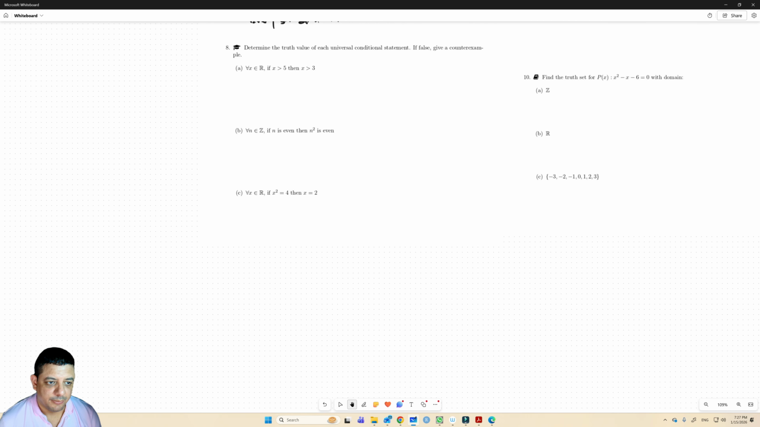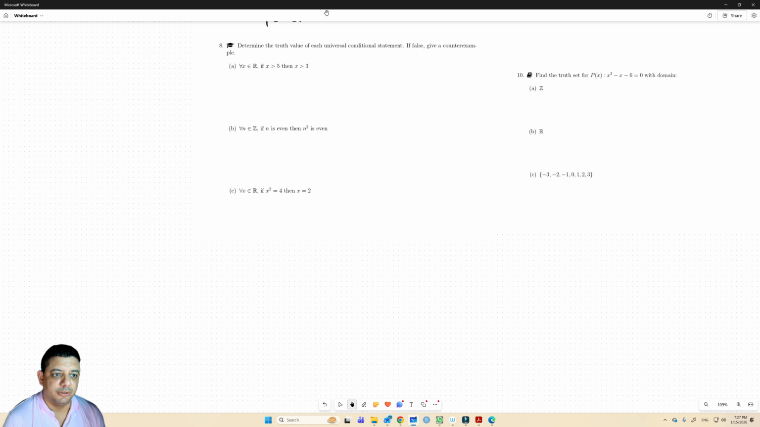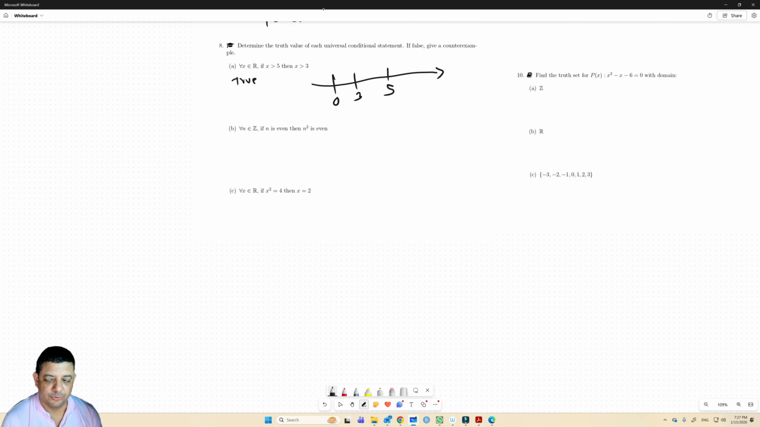Now, for number 8, we're trying to determine the truth value of each of these universal conditional statements and give a counterexample if this is not true. So we have for all x that belongs to R, if x is bigger than 5, then x is bigger than 3. This, of course, is going to be true. In general, you can see that if something is bigger than 5, because of the position on the real line, that something is going to be bigger than 3. Okay, so this is true.